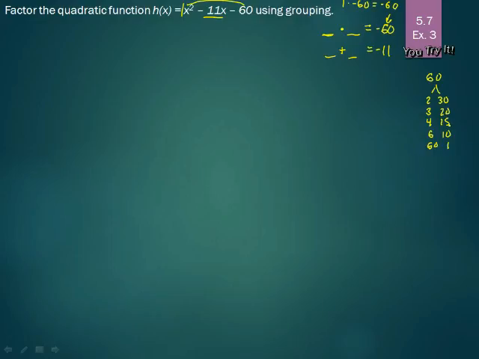4 and 15, okay, well, 15 minus 4 is 11. So if 15 was negative, that's negative 15 plus positive 4, then that would equal negative 11. And that also multiplies to negative 60. So there's our pair. And so now we can break up the middle term. And so we have x squared, and it doesn't matter what order you put in the negative 15 and 4. So I'll just put the 4x first, and then minus 15x minus 60.